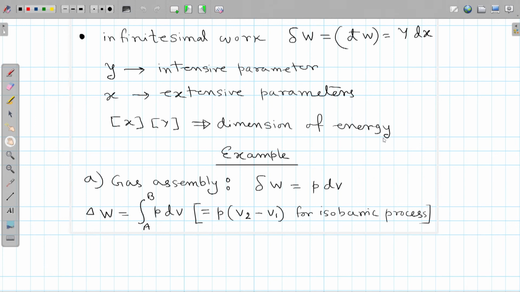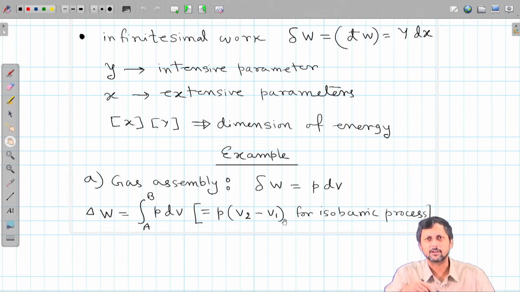So, the total work done, capital delta W, is the integral from A to B of PdV. Once again, it is a path dependent integral. So, let me take an example. For an isobaric process, P is a constant. So, this integration simply is P times the integral of dV, so it is P(V2 minus V1). Okay. So, we will take up examples and compute work done for different processes, but for gas assembly.